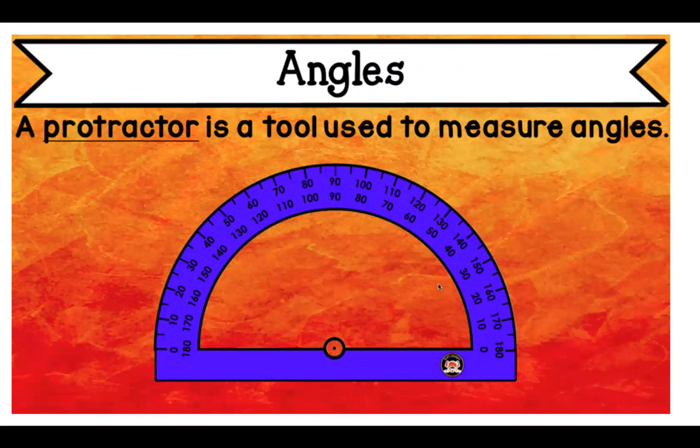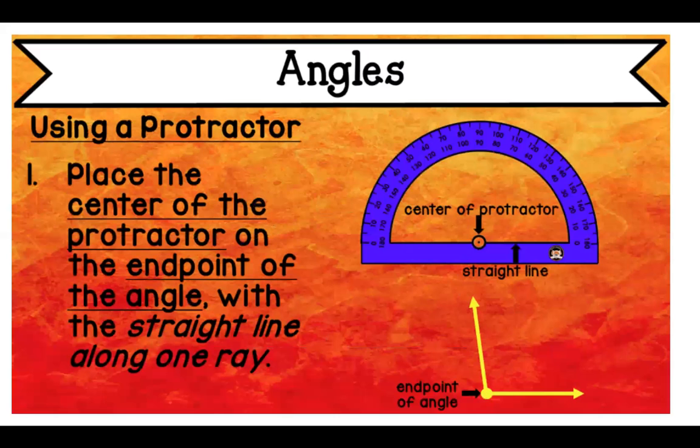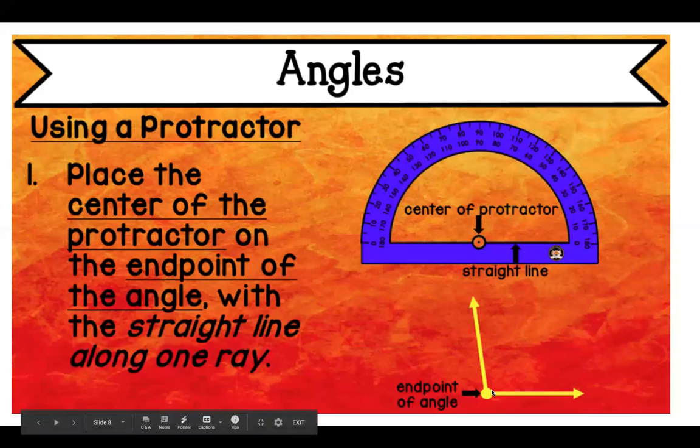Angles. So this right here, this bluish purple shape is called a protractor. Now we have a whole class set of these, but since we aren't in class to use these in person, I'm going to do the best I can to describe how to use these. It is a tool to measure angles. When you use a protractor, you see the center of the protractor right here. It's a dot right here. You place the center of the protractor on the end point. See this end point right here?